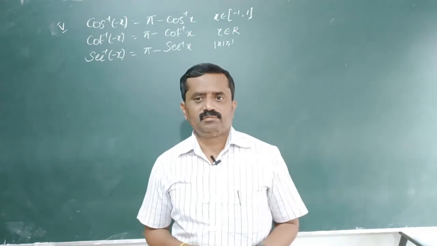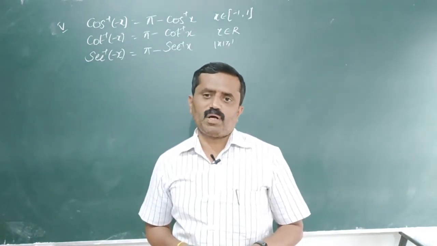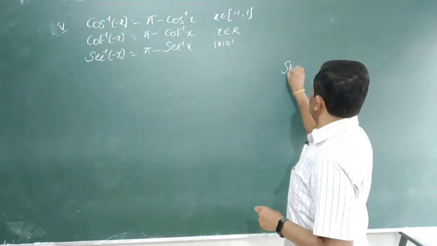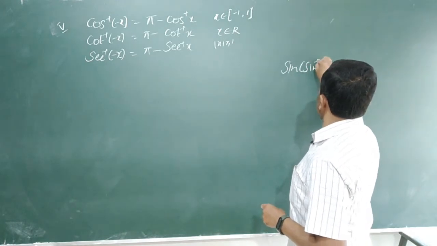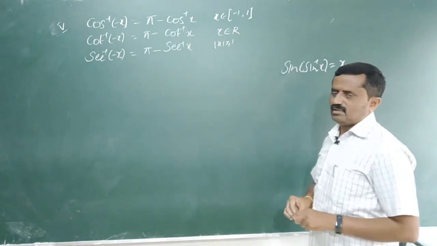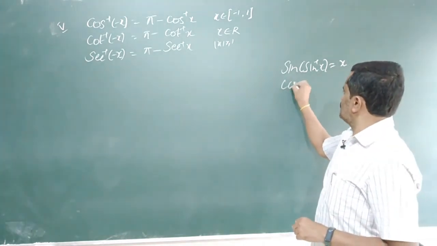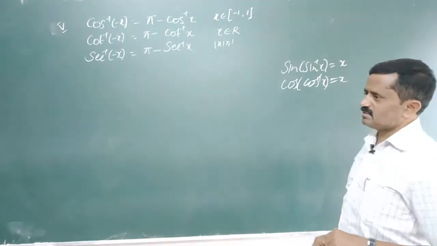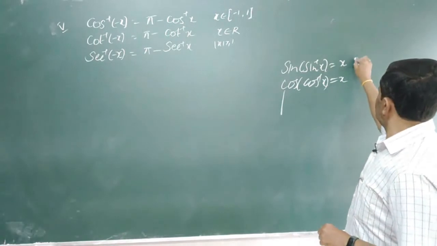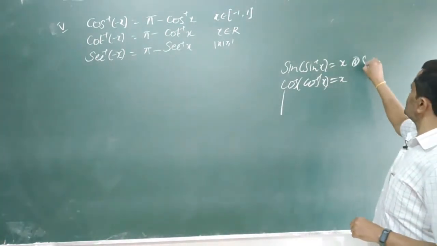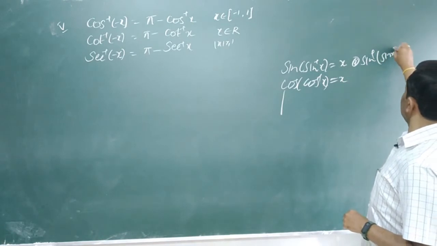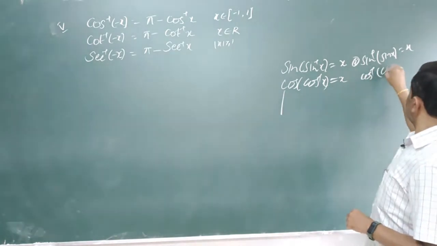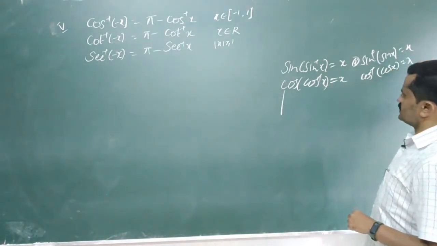In the previous class we learnt four properties of inverse trigonometric functions, that is sine of sine inverse x is equal to x, cos of cos inverse of x is equal to x, and so on. Then the second one, that is sine inverse of sin x is equal to x. Similarly, cos inverse of cos x is equal to x.